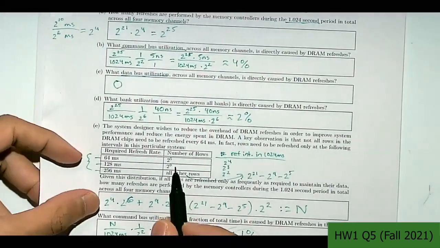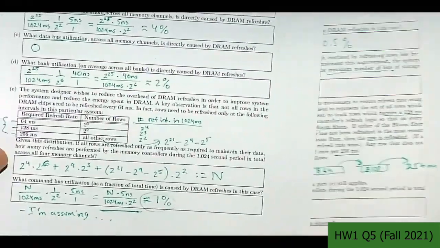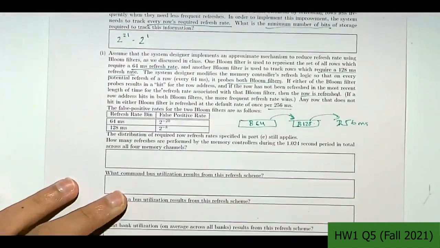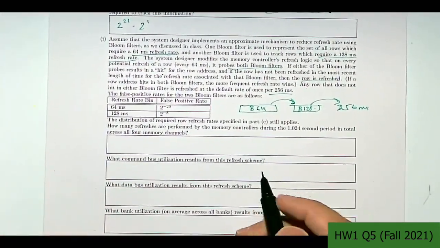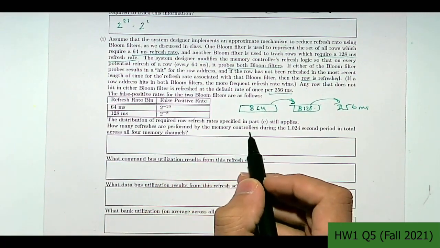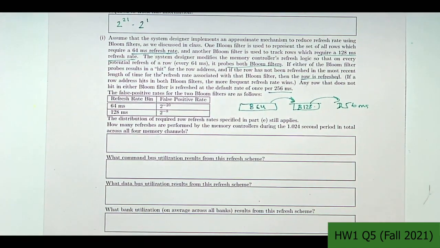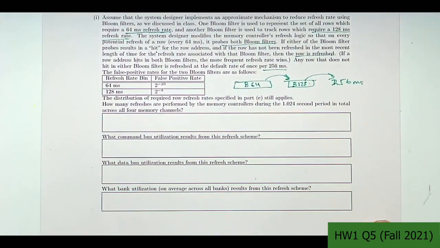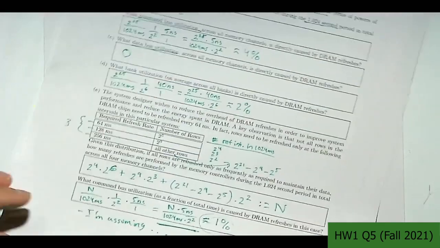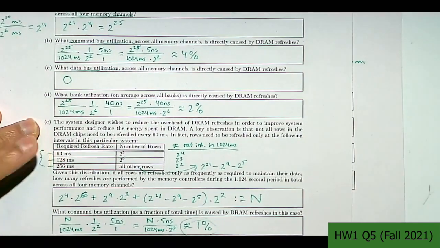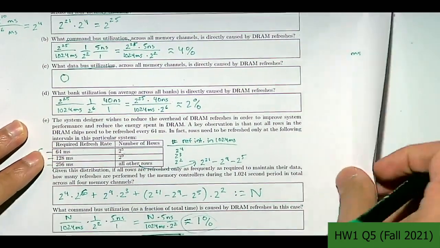So this table here is the same set of values that we're going to use for this part of the question. And now it asks us to repeat the same computations, essentially, right? How many refreshes are performed during the 1024 second period across all 4 memory channels? So we have these values, but we're also going to rearrange these bins a little bit based on the false positive rates, right?